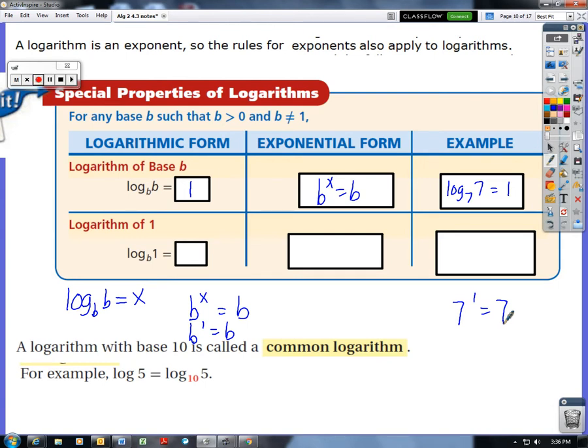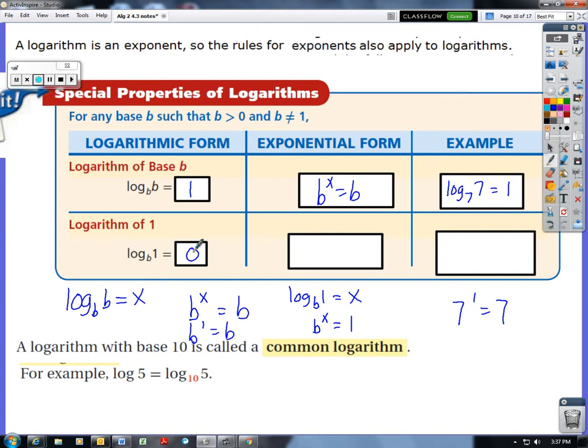Okay, next, let's do this one. Log base b of 1 equals some unknown number, x, we're trying to find. We're going to put that into exponential form. The base is b, the exponent is x, and that equals 1. So b to what power equals 1? 0. So log base b of 1 equals 0.